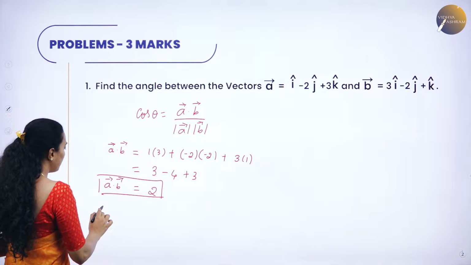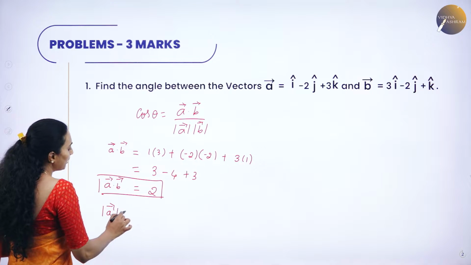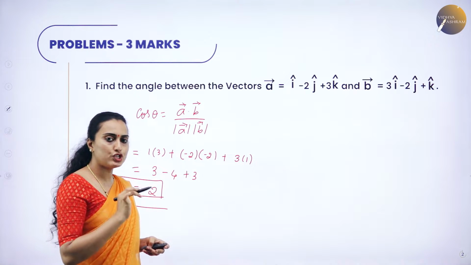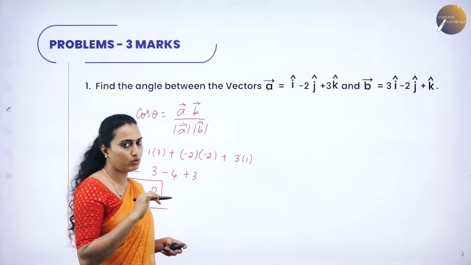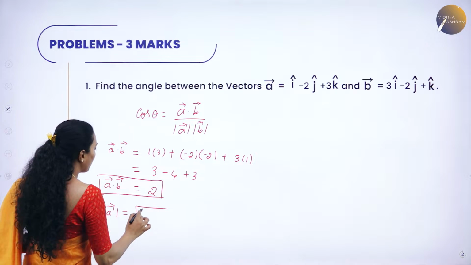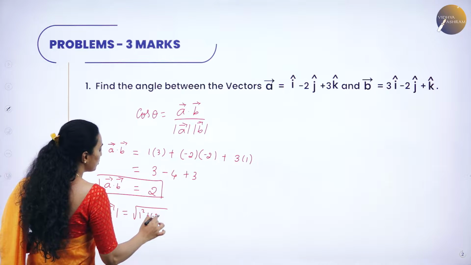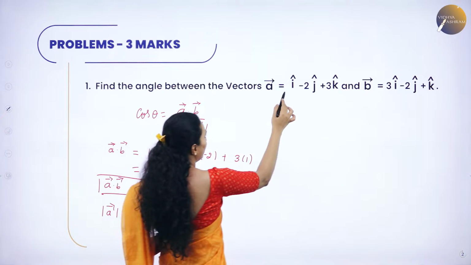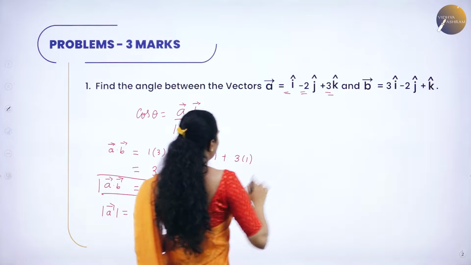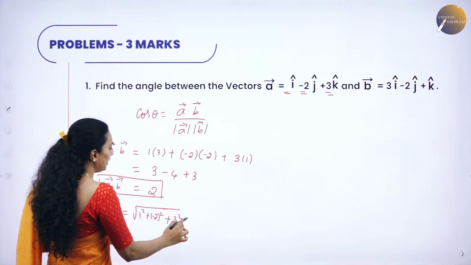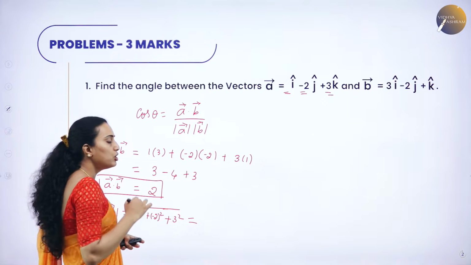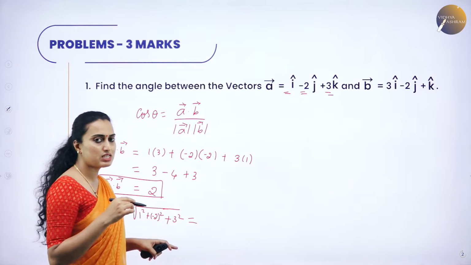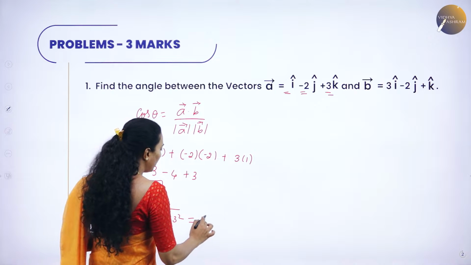Let us find the magnitude of A vector. Magnitude of A vector is given by square root of coefficient of i squared, coefficient of j squared plus coefficient of k squared, right? So 1 squared plus minus 2 whole squared plus 3 squared. Be careful here, you are having 1, minus 2 and 3. So which implies that 1 squared is 1, minus 2 squared is 4, 4 plus 1 is 5, again 3 squared is 9, 9 plus 5 is root 14.